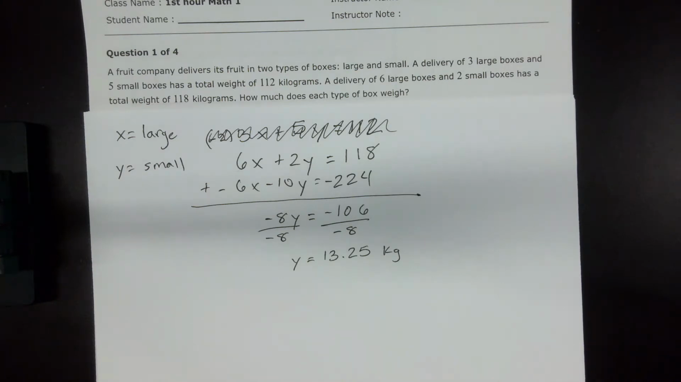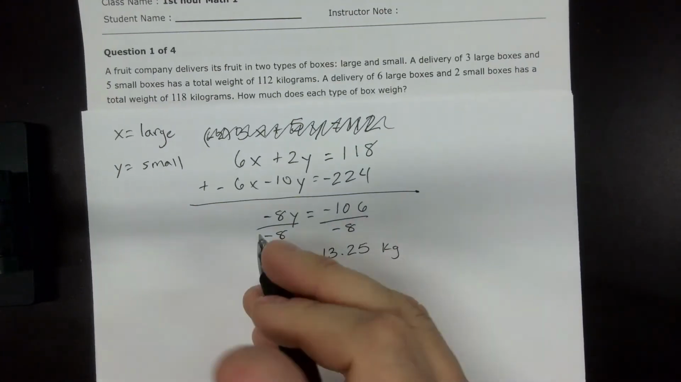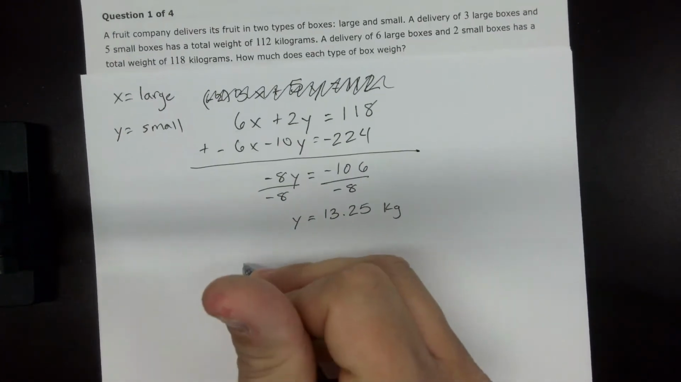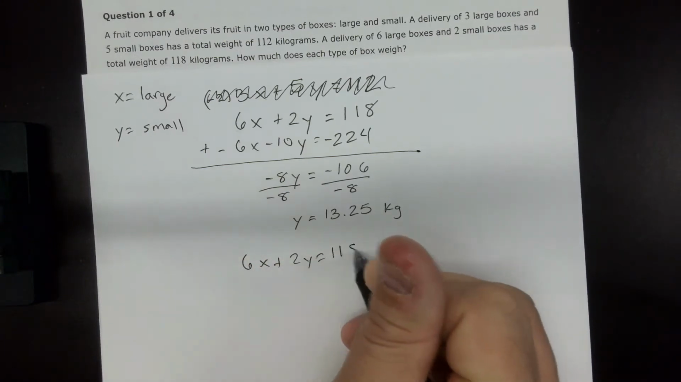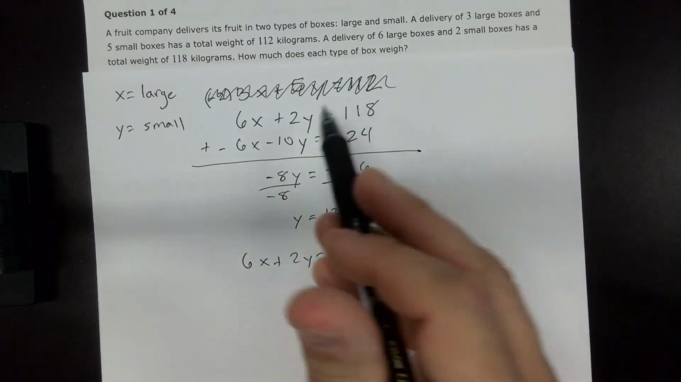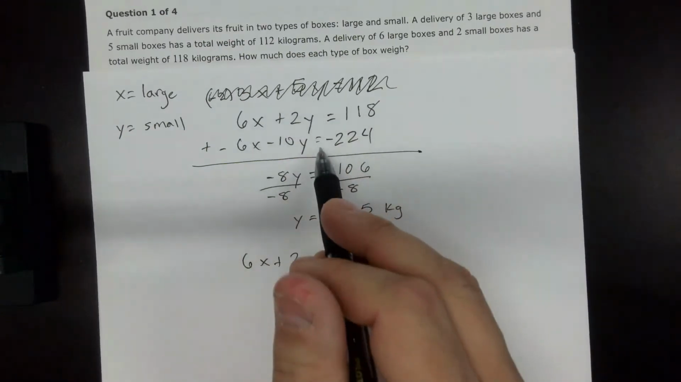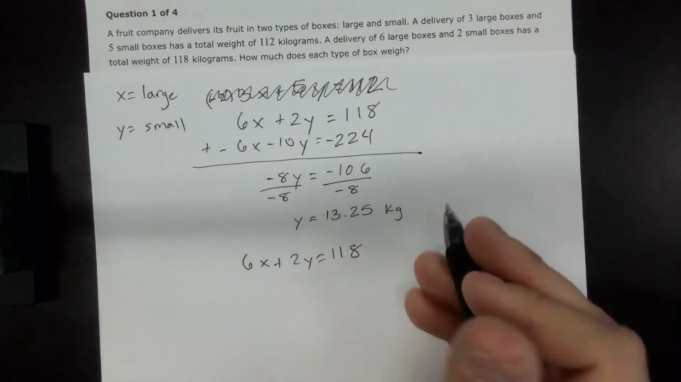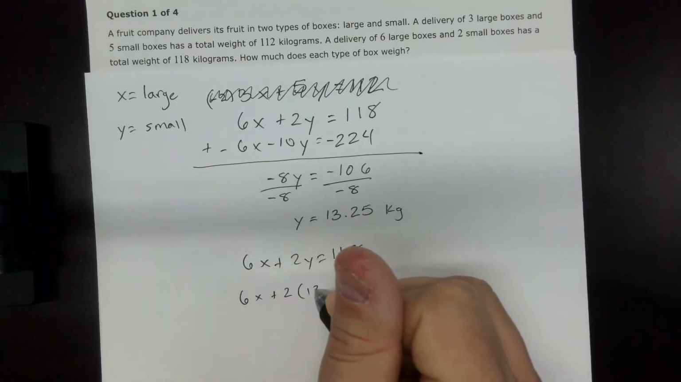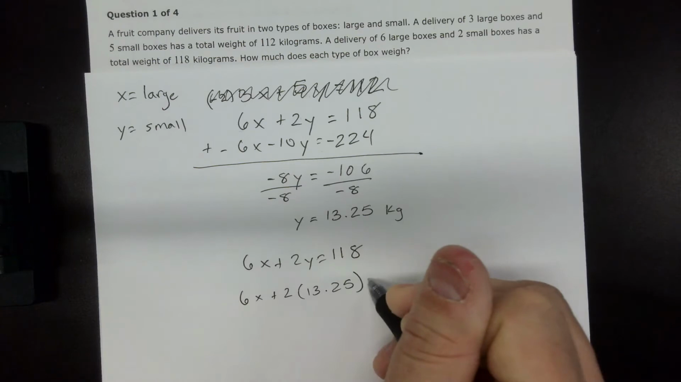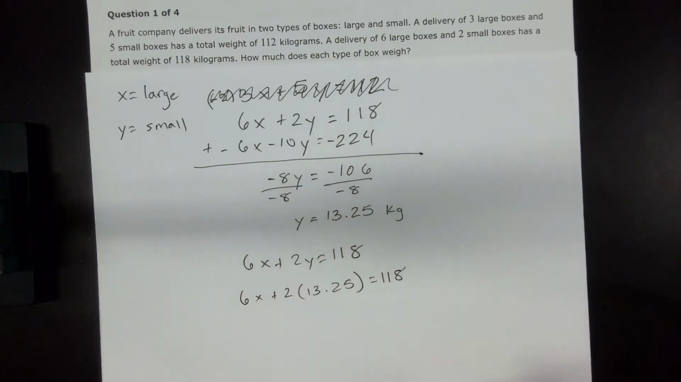See that? 13.25. Okay, now to be able to get how much the large boxes weigh, I can go back to my original equation, 6x plus 2y equals negative 118. Can we plug it into any of these, do you think? Yep, we can plug it in. So y equals that, so 6x plus 2 times 13.25 equals 118.